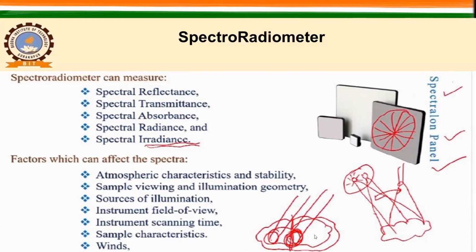Now next is spectral transmittance. Again, we can measure the transmittance, absorbance, then spectral radiance, obviously because radiance will be captured, and then spectral irradiance, because irradiance is required to convert your radiance into transmittance, absorbance or reflectance, right? So this is your incoming light falling on your surface, right?